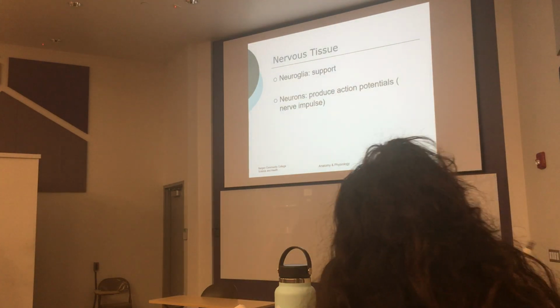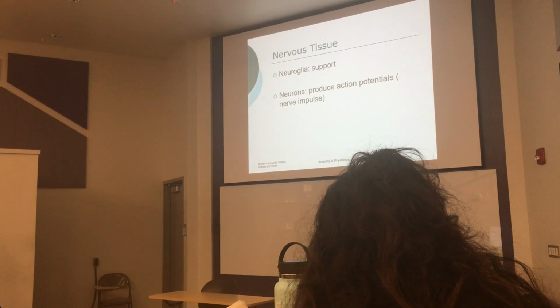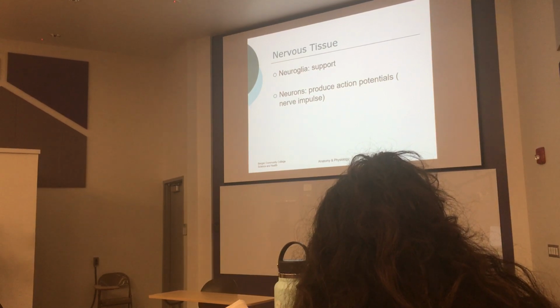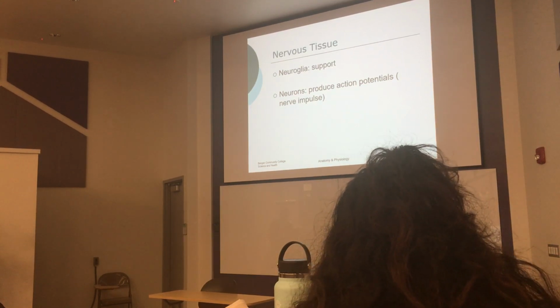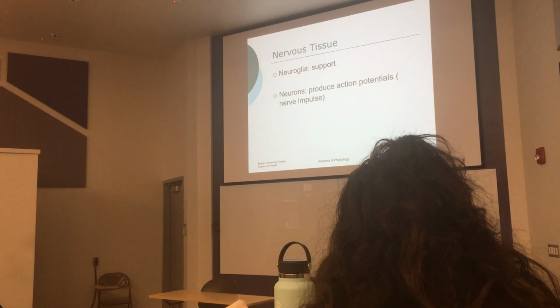The last type of tissue is nervous tissue. We'll do that when we do neurology. So the neurons produce the electrical impulse. We call those action potentials. The neuroglia cells are for support. It means nerve glue. It's like a spider web around the nerves.